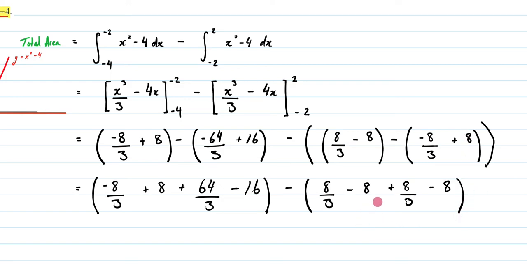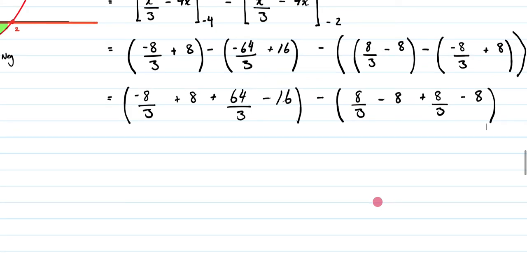Perfect. The next thing that we're going to do is we'll solve each of these. All right, so I've got negative 8 over 3 and 64 over 3. That is going to end up being 56 over 3. And I've got plus 8 and negative 16. That's going to be minus 8 right there. So let's keep that there. Then I'm going to subtract over here.